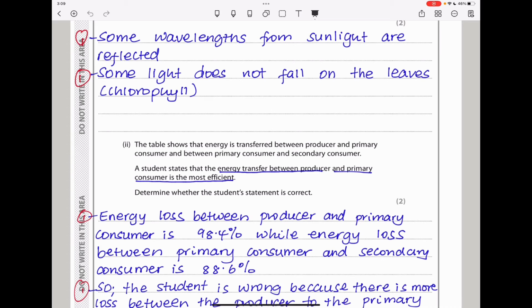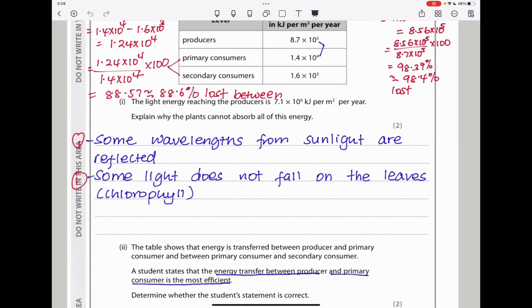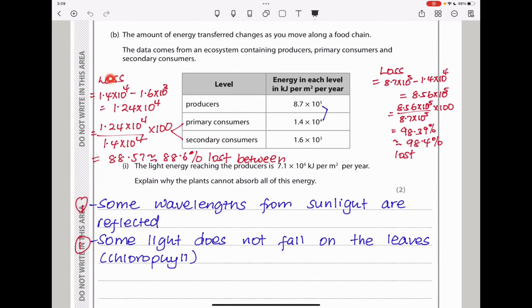Now, how did I get these two values? I'll take you back up here to show you how I calculated them. As you can see, the loss between primary and secondary is going to be that minus that, the difference, which we have as this value, divided by the original, which was that value, times 100. So I was trying to get a percentage loss, which was 88.6%. And then the energy loss between here, we can see it's going to be that minus that, divided by the original, times 100, giving us 98.4%. So we can see the loss is greater here in comparison to that.